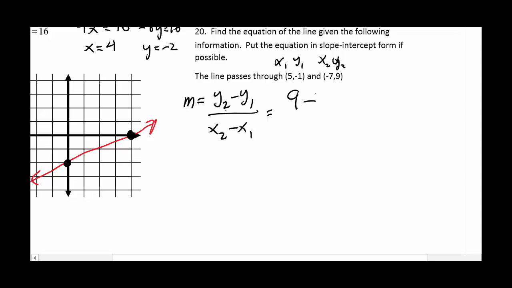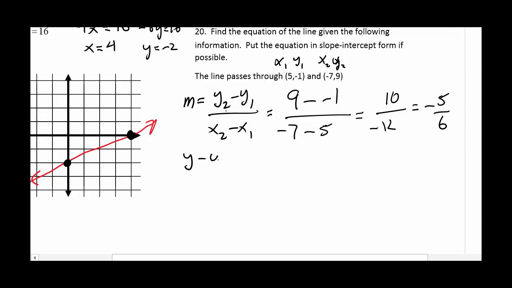So 9 subtract a negative 1 up top, and negative 7 subtract 5 in the denominator. See, that gives me a 10 in the numerator and a negative 12 in the denominator. And that reduces down to negative 5/6. All right, then I want to use point slope form to set up my general equation, and then I'll manipulate the form to get it to look like slope-intercept form.